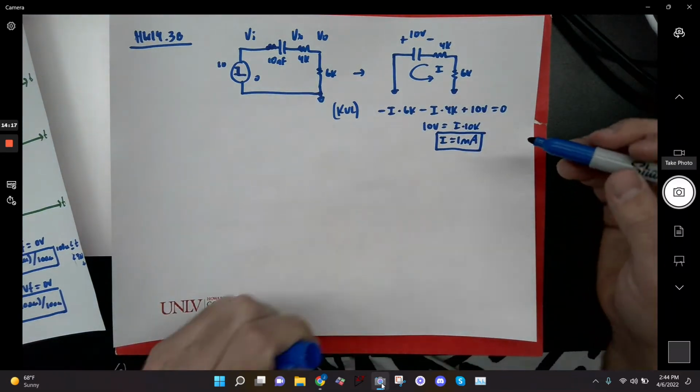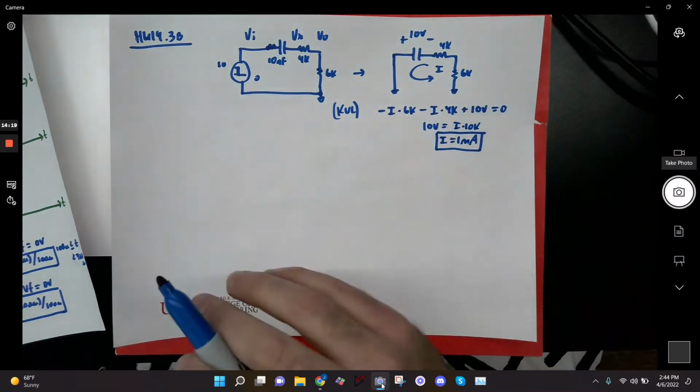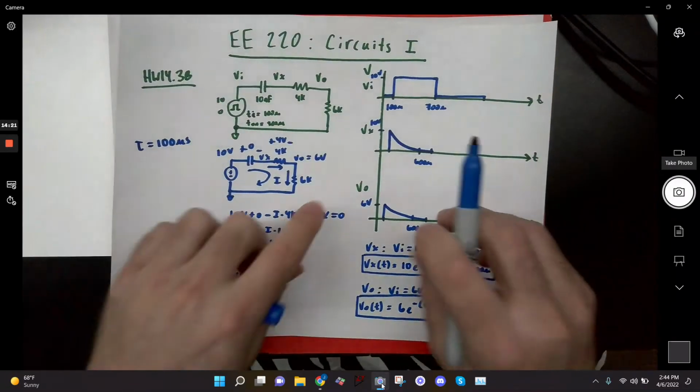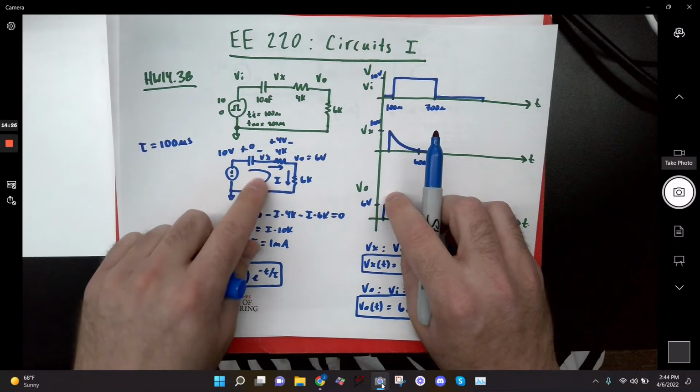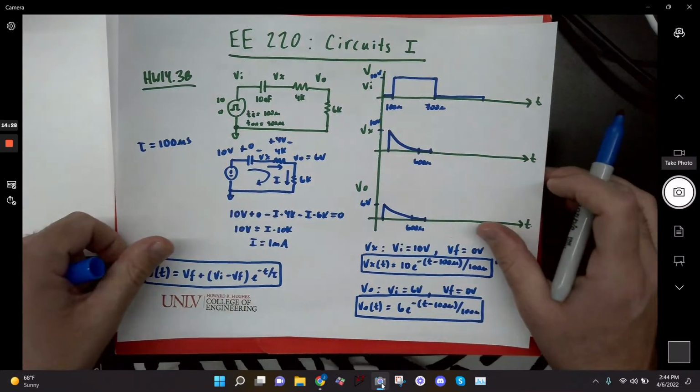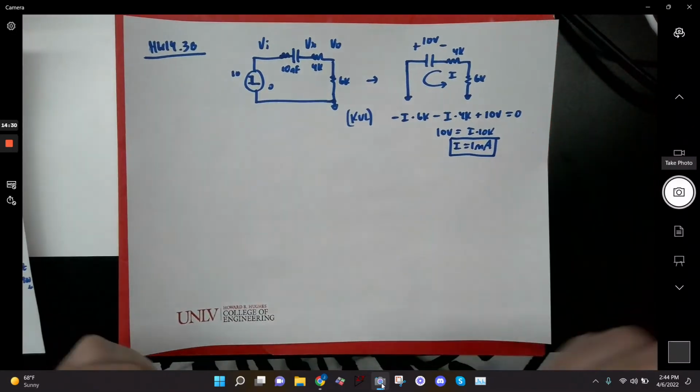And so what's going to happen now is I need to analyze the same way I did last time, right? I came here and I said, oh, okay, I have I flowing through this 6K, so my Vout is going to be 6. I have I flowing through this 4K, so my Vx is going to be 10. I'm going to do that exact same thing over here. Let me switch colors.